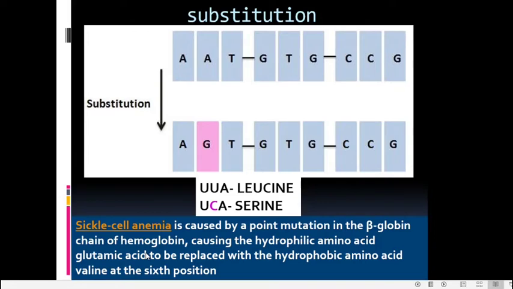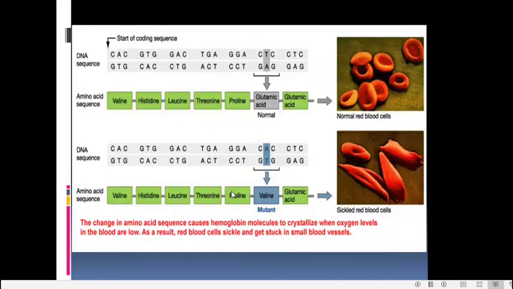And in the gene coding for the beta globin chain, there occurs a point mutation. And we will go to that one. That is, this is the wild or the normal allele for beta globin of hemoglobin, which reads as CAC, GTG, GAC, TGA, GGA, CTC, CTC.